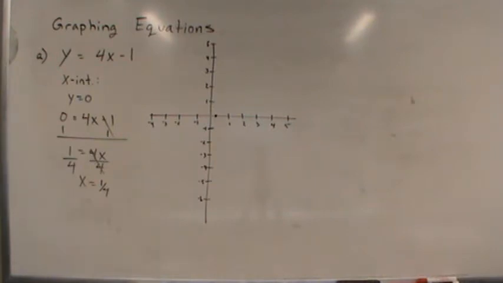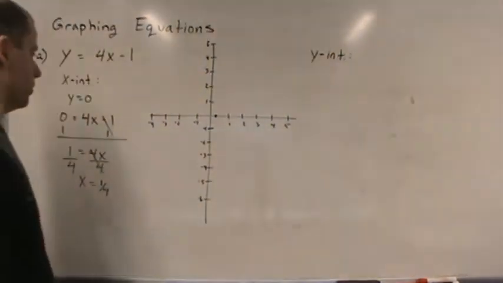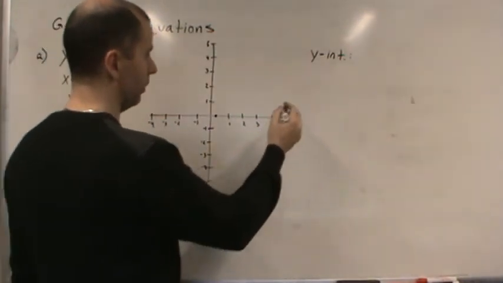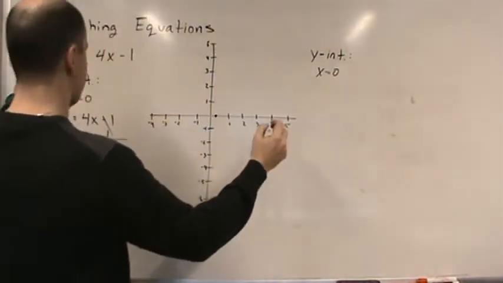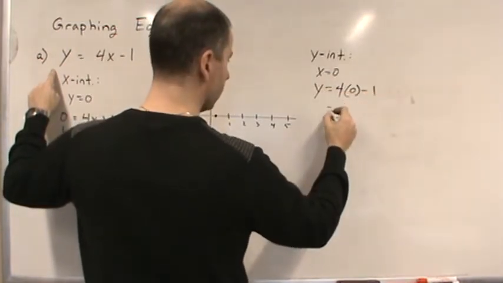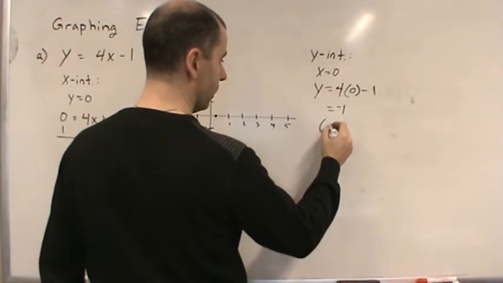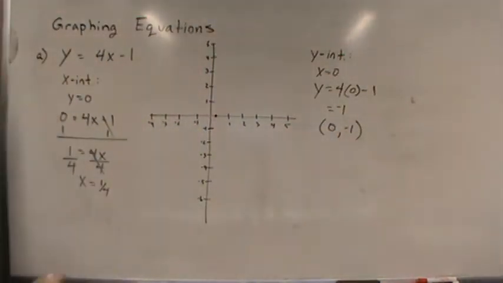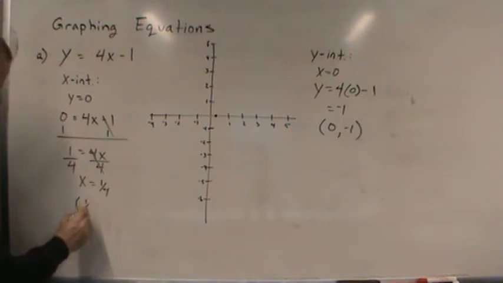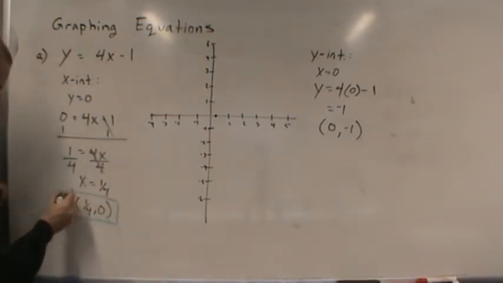Now, what about the y-intercept? Well, the y-intercept occurs when x is equal to 0, because it crosses the y-axis when x is equal to 0. So we're going to set x equal to 0 and take the same thing. y equals 4 times 0 minus 1, which equals -1. So the y-intercept is at (0, -1). And over here we know that the x-intercept is at (1/4, 0). So right away, we've got 2 points.